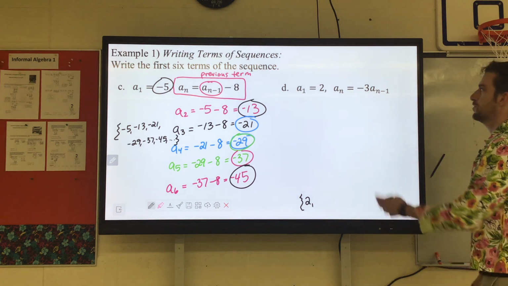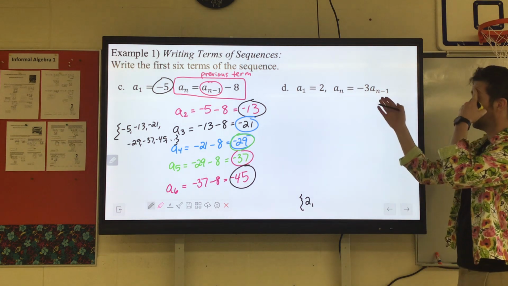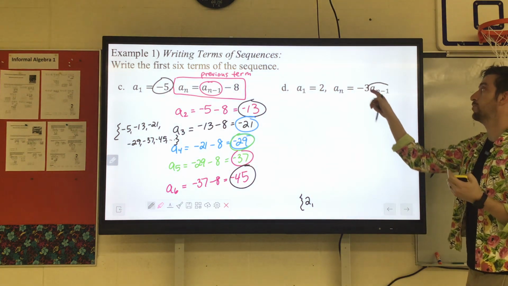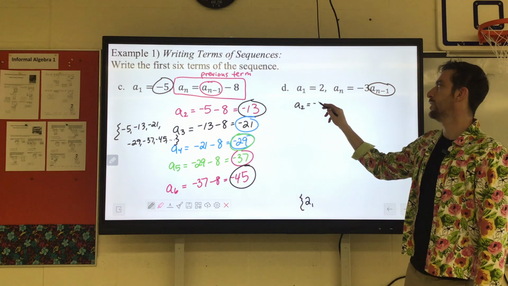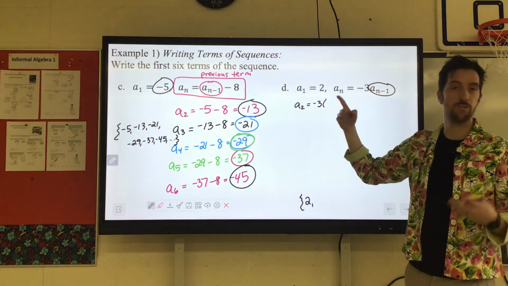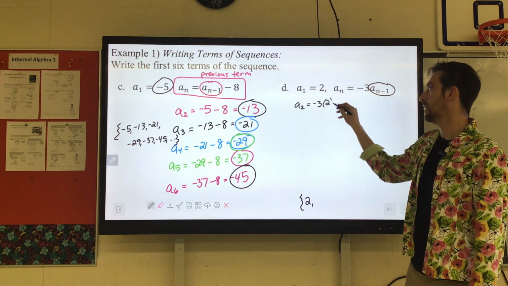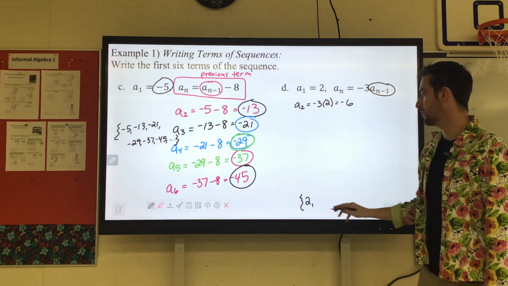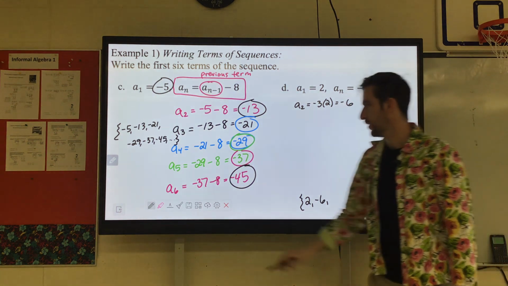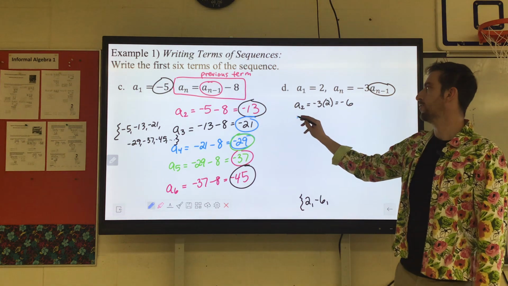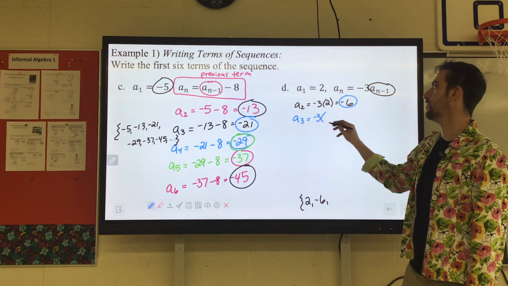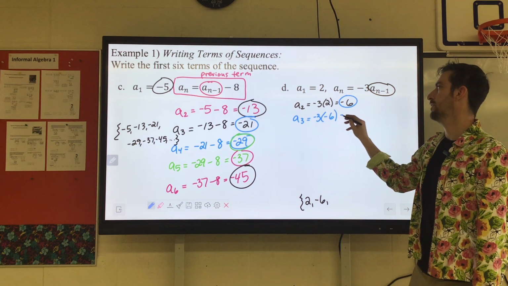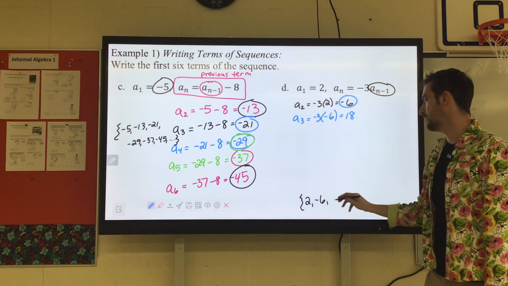And then it says we're doing, here's the rule for it. You're doing -3 times the previous term. So for a sub 2, we're doing -3 times the previous term. The previous term was 2. -3 times 2 is -6. For the third term, we're doing -3 times the previous term. The previous term was -6. -3 times -6 is 18.